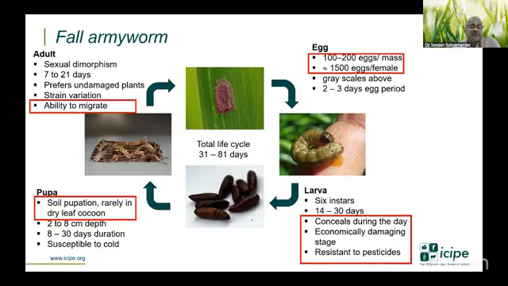The last stage, which normally does not get a lot of interest in terms of management, is the pupae, which is hidden in the soil. So we should also come up with strategies for managing this stage. So the whole idea is our management interventions should be holistic on all the different life stages to make sure that the efficacy is quite good.